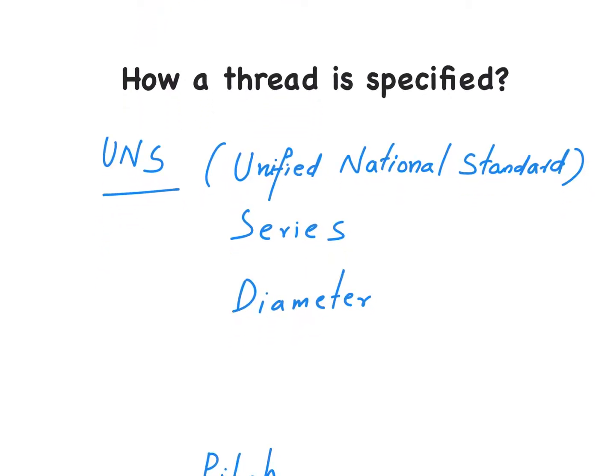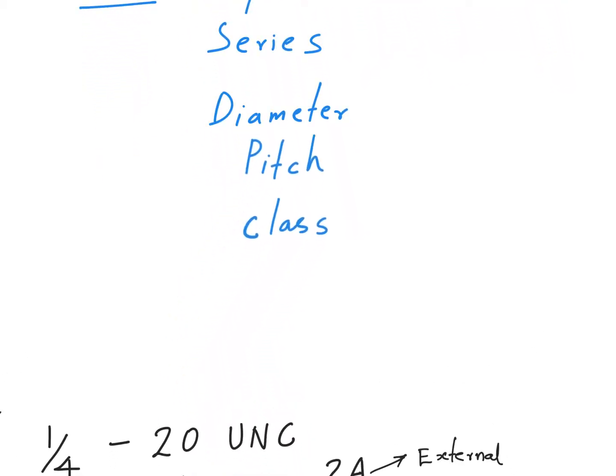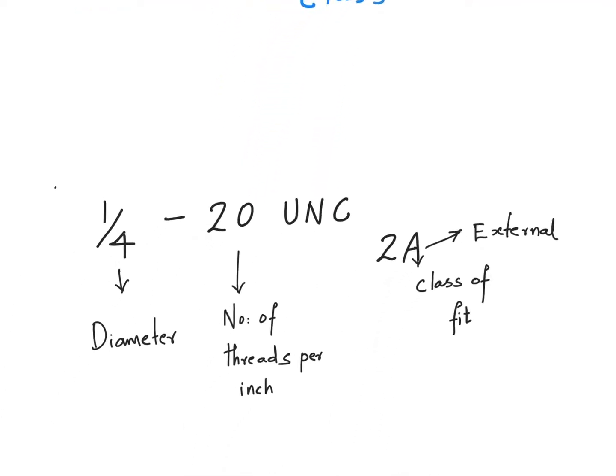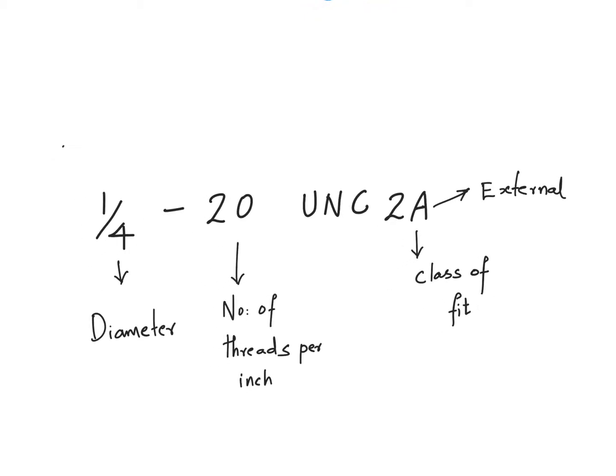First we will start with the Unified National Standard. Here we will specify the series, the diameter, the pitch and the class of the thread. So for an example, take this. This is how a particular thread form is specified as per UNS standards. This tells you what the diameter is and this tells you the number of threads per inch, or in other words it gives you the information regarding the pitch. Then UNC is the series it corresponds to, the coarse series. Then 2 is the class of fit and A corresponds to external. It's an external thread. So, makes sense.